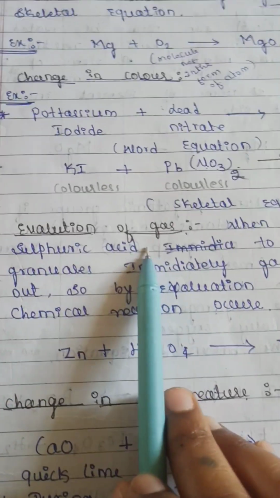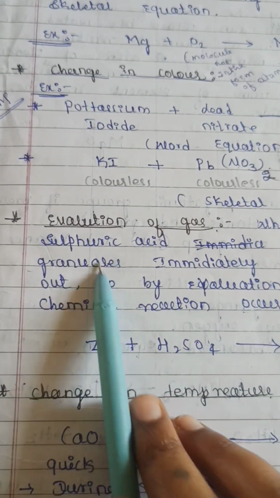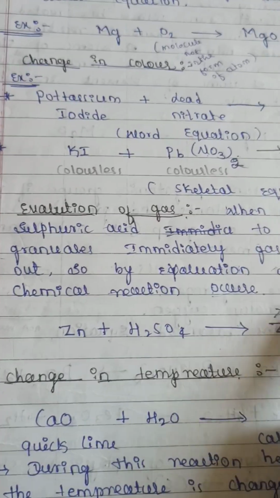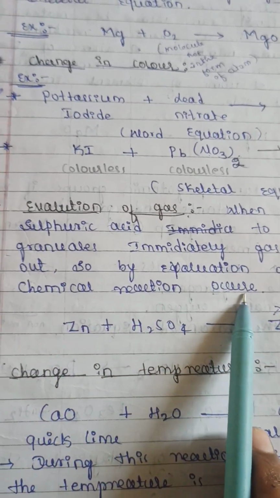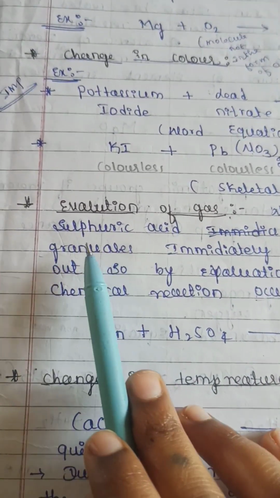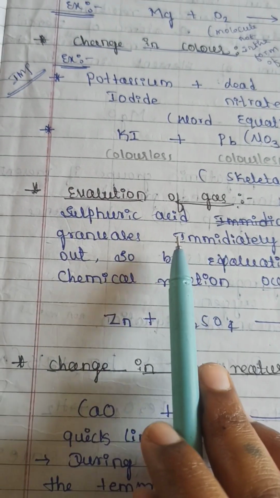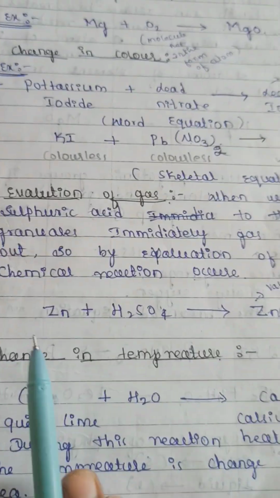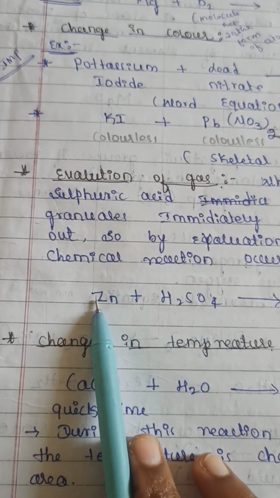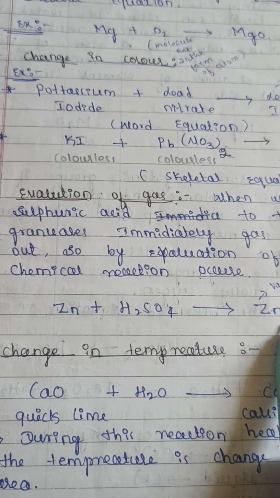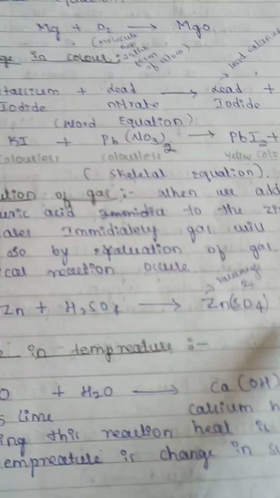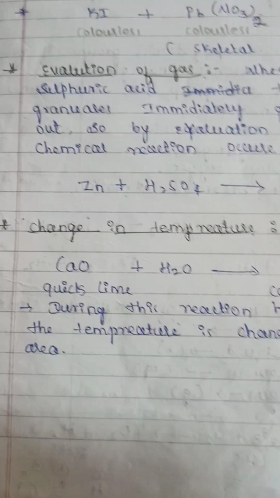Next, evolution of gas. When we add sulfuric acid to zinc granules, gas immediately comes out. So by evolution of gas, a chemical reaction occurs. That is also called a chemical reaction. When sulfuric acid is added to zinc, we get ZnSO4 plus H2. Here we get a gas, that is H2.